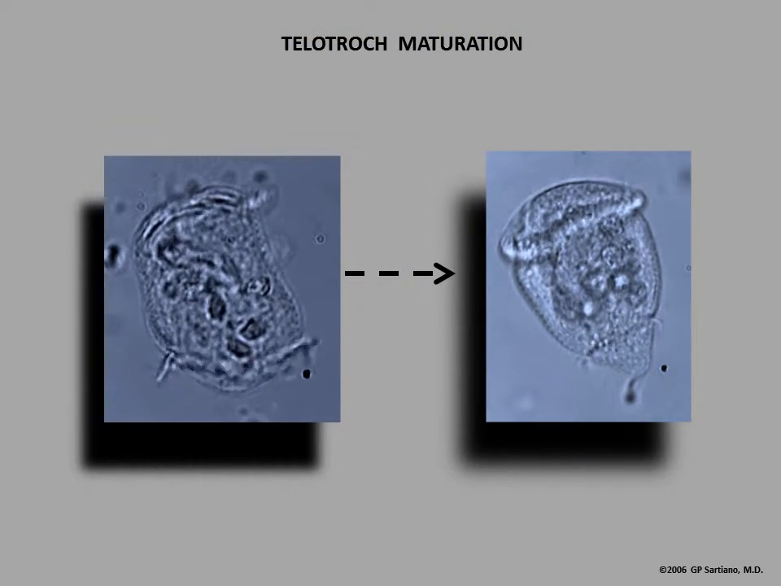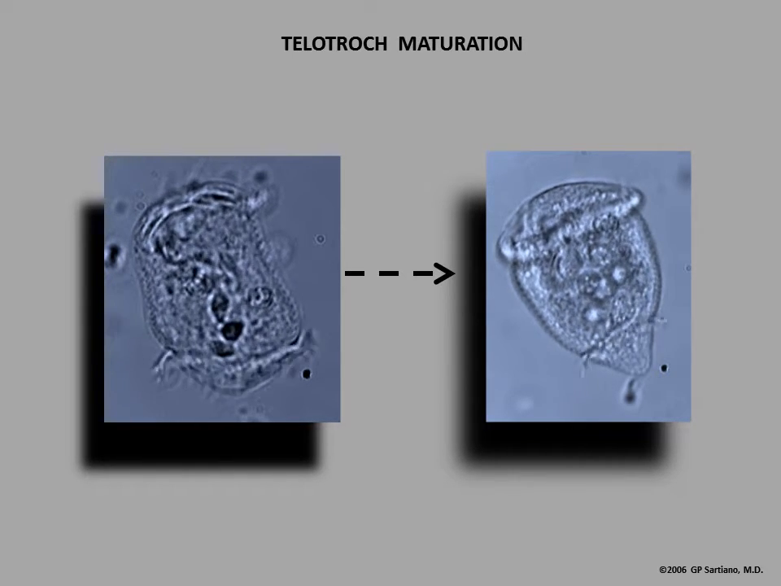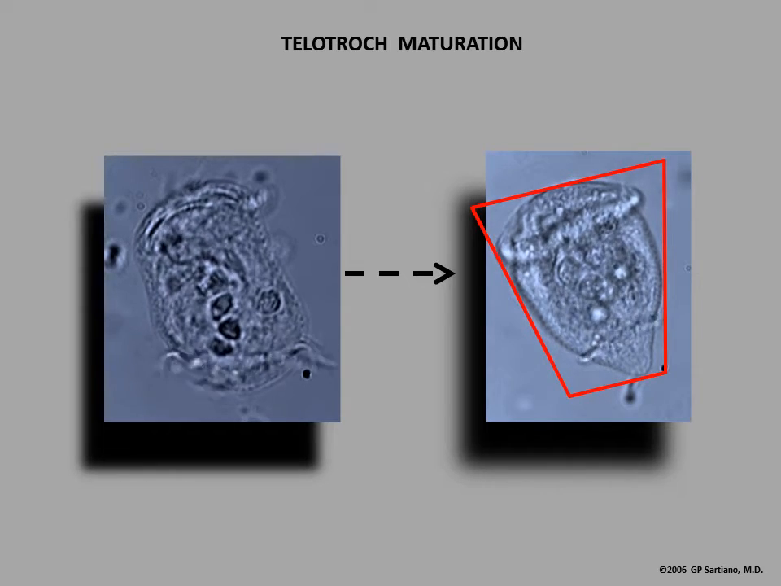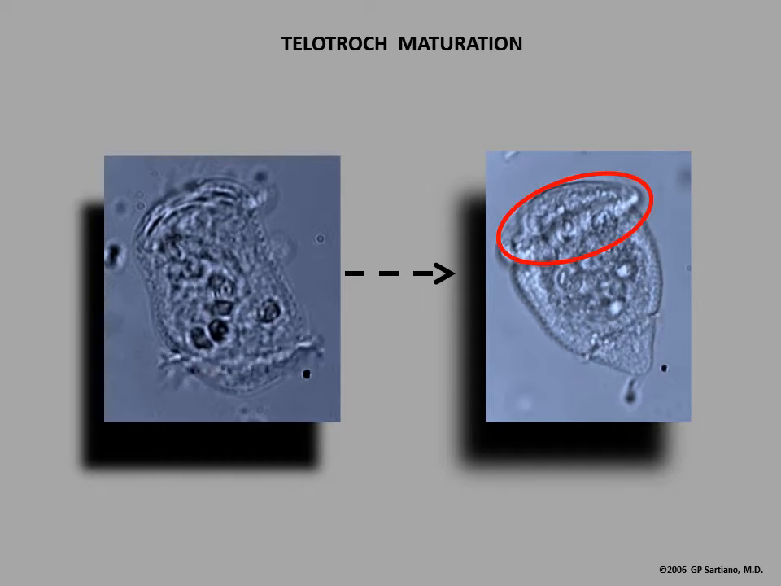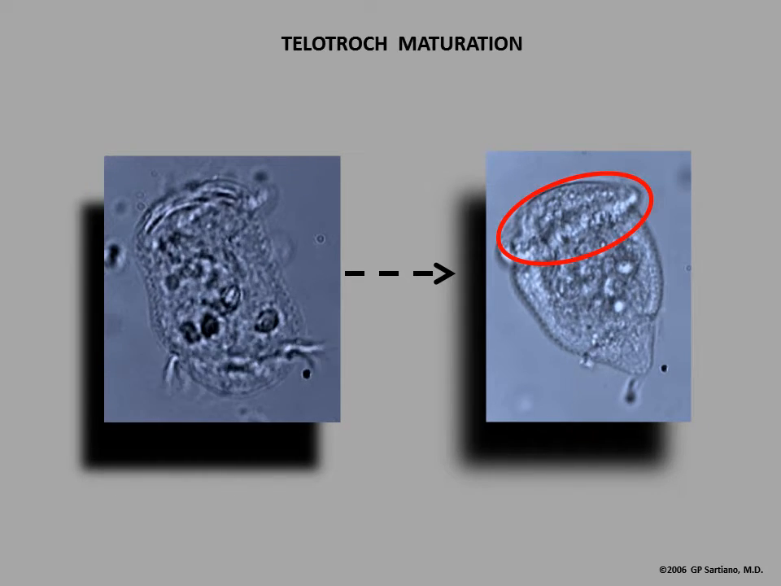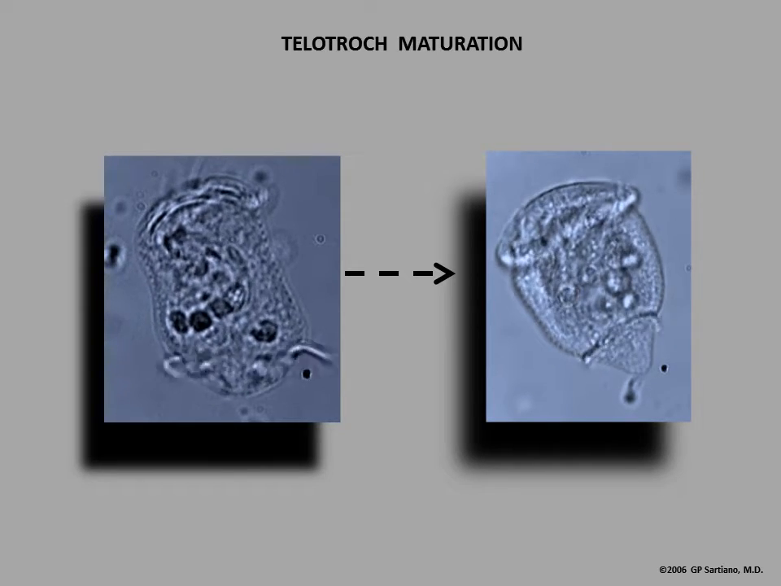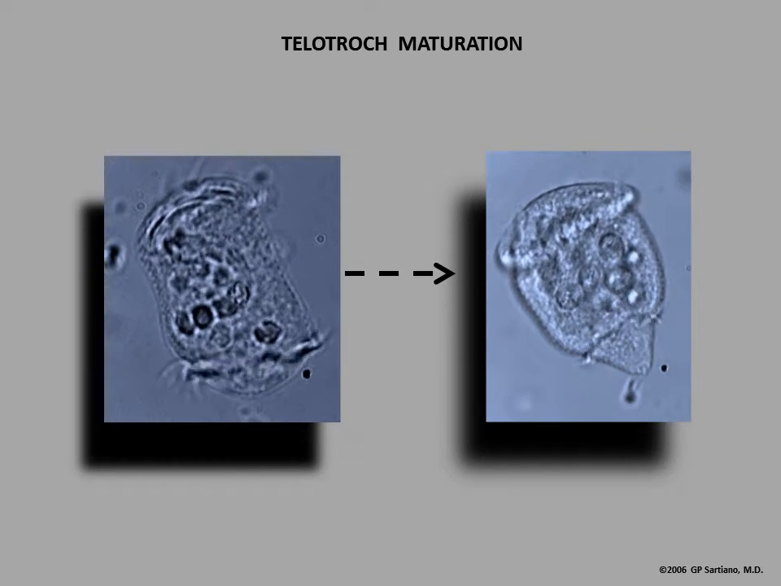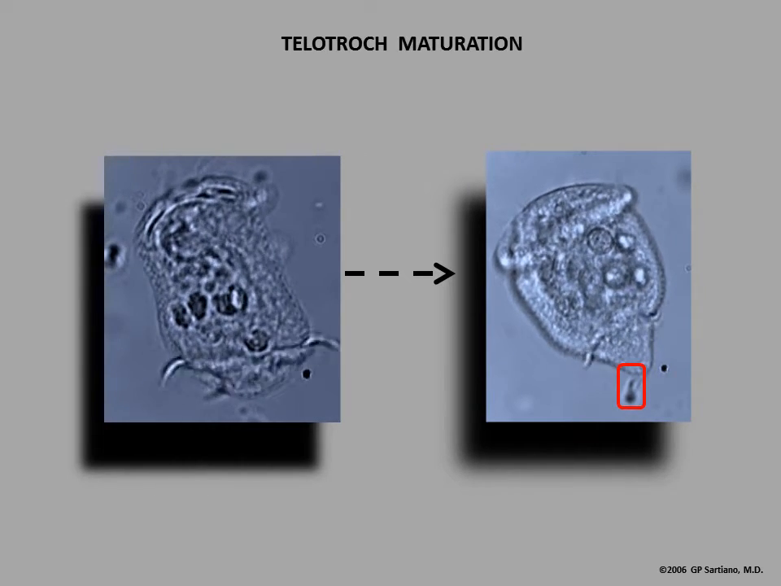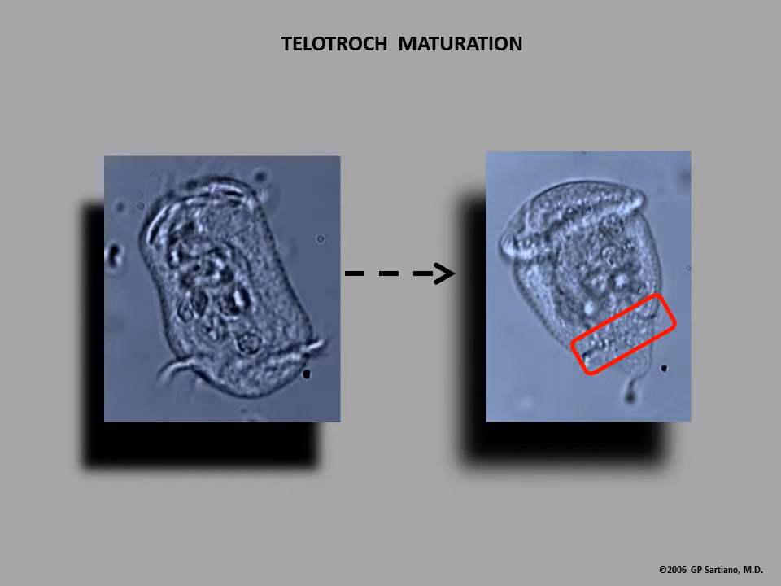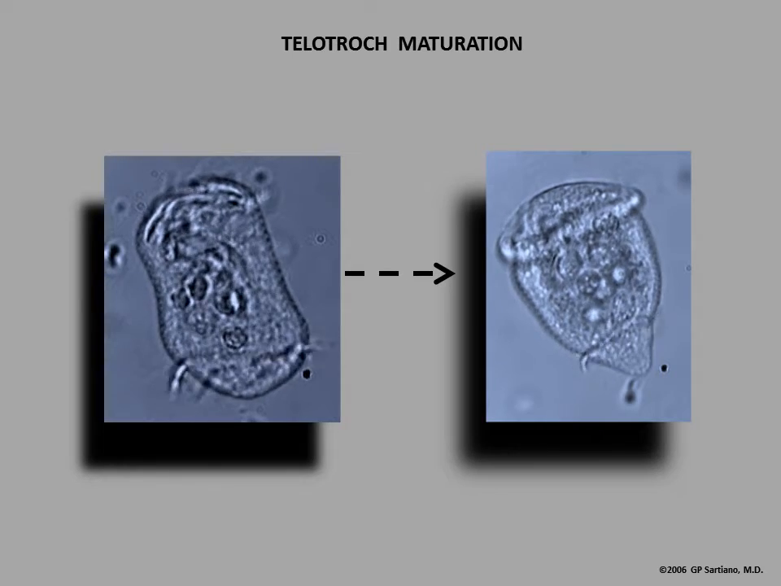As the telotroch matures, it develops the typical inverted bell shape of the adult vorticella, with a cytostome which has active ciliary membranes under development. Simultaneously, it develops a gradually lengthening stalk, while the basal cilia undergo absorption.